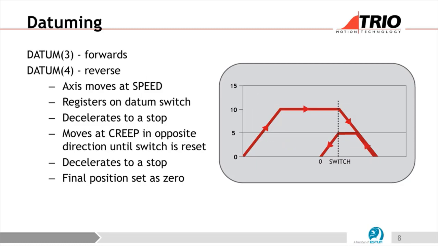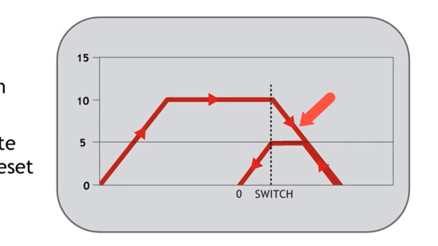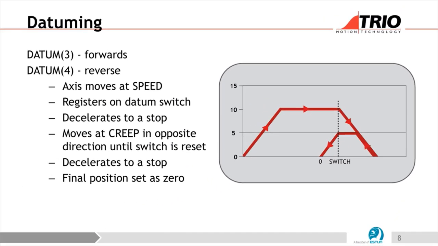Where else? In datum 3 and 4, if you can see, it goes here and it goes a bit further from the Z mark. Okay, so it creeps in the opposite direction until the switch is reset. So you can choose which type of datum you want to use in what situation. Yeah, this one doesn't pay attention to the Z mark. Release the switch and then decelerate.